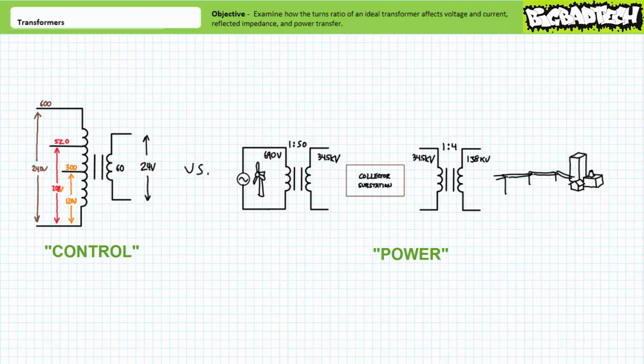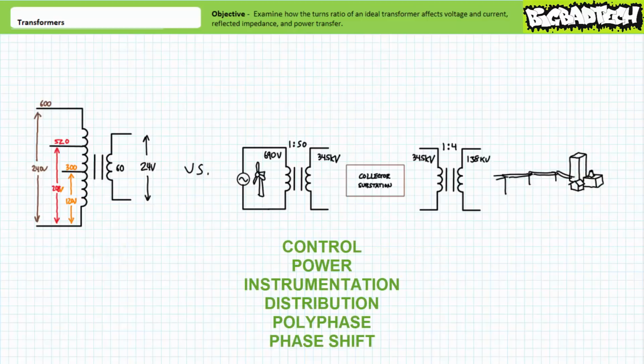Other types of transformers exist, including, but not limited to, instrumentation transformers, distribution transformers, polyphase transformers, phase shift transformers, and much, much more. We'll examine these transformer applications in later lectures. For now, you should simply realize there exists a range of application-specific transformers, and not all transformers are directly interchangeable with one another.